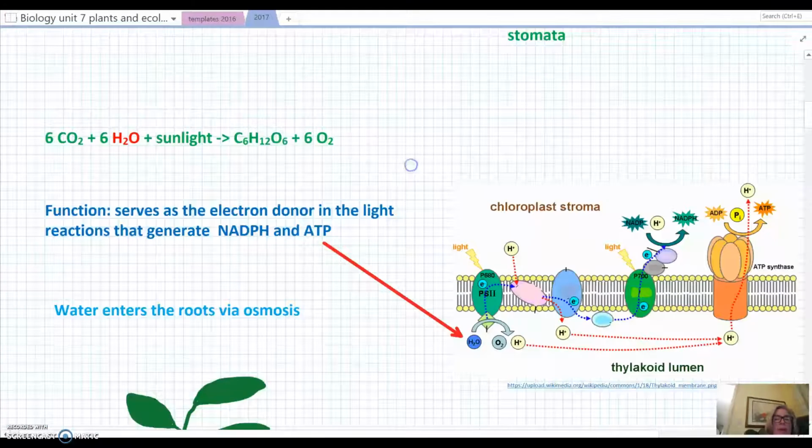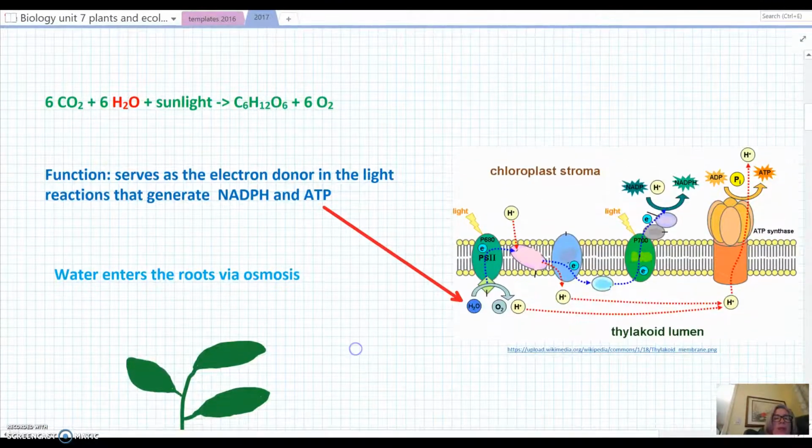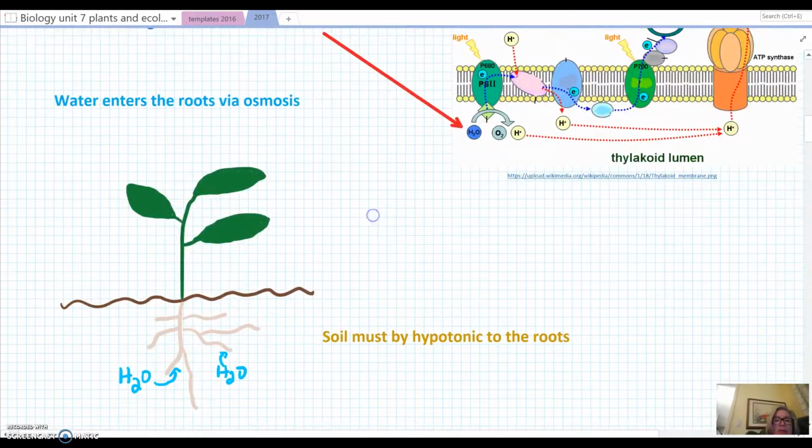The next part of the photosynthetic reaction that the plant needs is water. Water serves as the electron donor in the light reactions that generate NADPH and ATP, and those are located in the thylakoid membrane in the chloroplast. Water enters the roots via the process of osmosis.